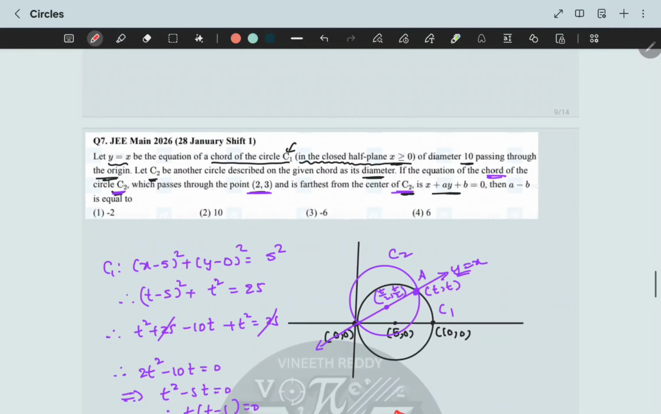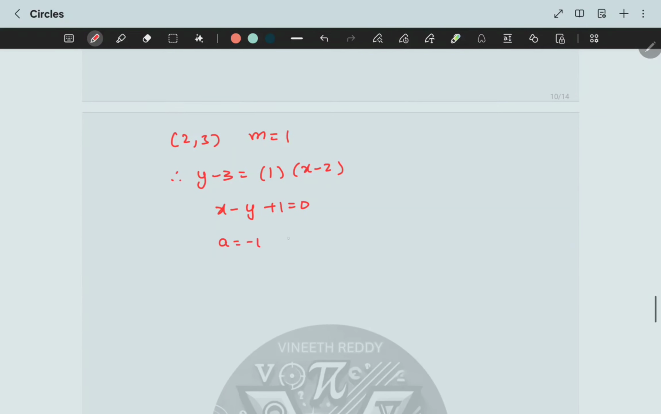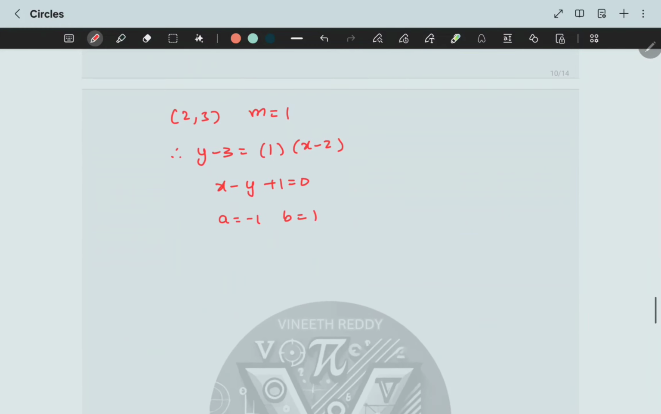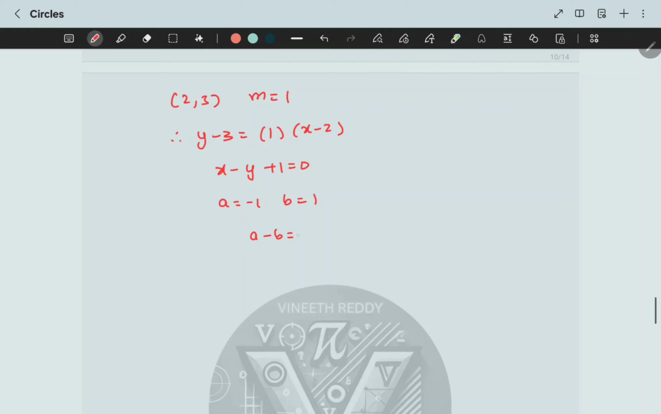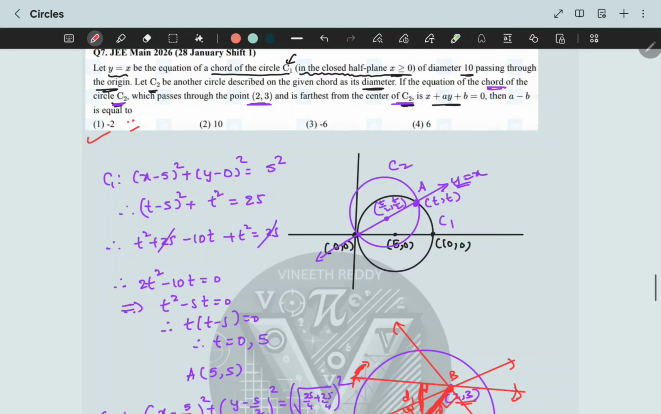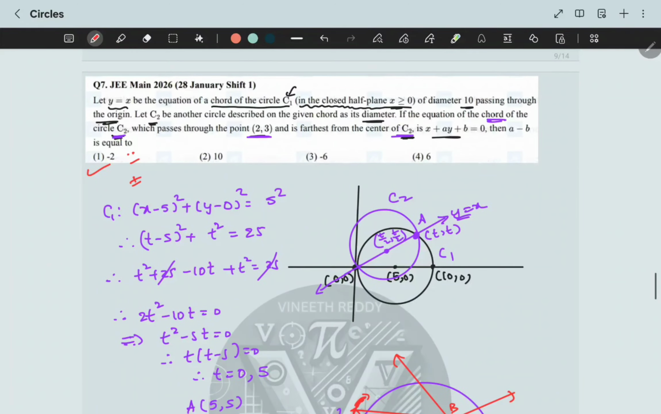So what is it telling? It is of the form x plus ay plus b. Achha, a is minus 1 and b is 1. So what is he asking here? A minus b. What will a minus b be? A minus b will be minus 2. Is it there? Yes, minus 2 is the first option and that is correct. So this was a tough question. I would say please repeat this question once again.